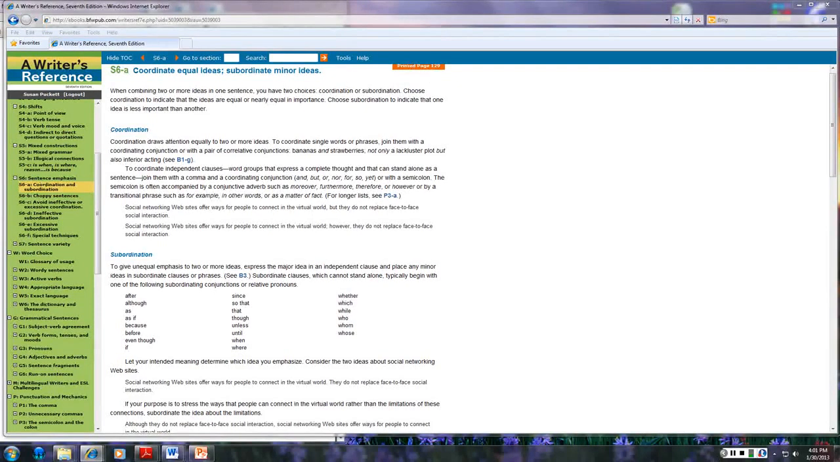That's my initial discussion of section S, which is sentence style. We'll look at other sections of the text in separate lectures.